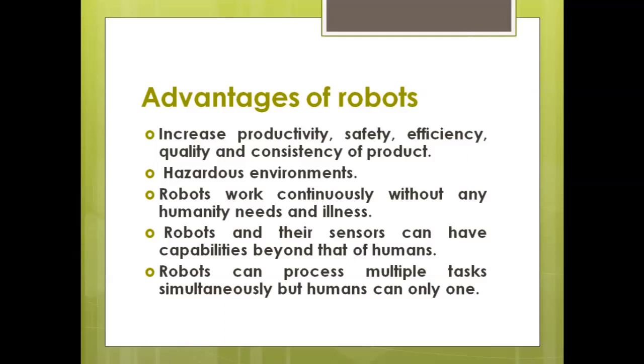Robots and their sensors can have capabilities beyond that of human beings. The sensors and actuators of the robots can work around 100 years and 200 years. That is beyond the human capabilities. Robots can process multiple tasks. A single robot can perform n number of tasks in a single period of time. But the human being can't perform multiple tasks. A human being can perform only one task in a single period of time.